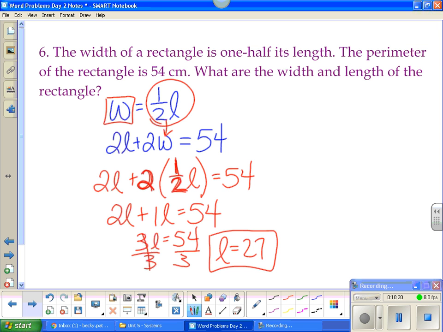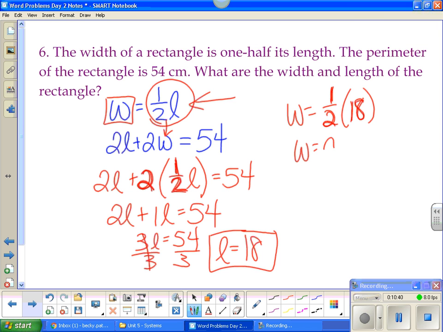Hold on, I've done something. Oh, that's not 27. So sorry. This is why I should check my math. 54 divided by 3 is 18. So sorry. So my length is 18, so I have to go plug it back into here. So width equals 1/2 times 18. And again, my trick works here again. 2 into 18 goes 9 times, and 9 times 1 is 9. So it is an 18 by 9 rectangle, or a 9 by 18, either way.